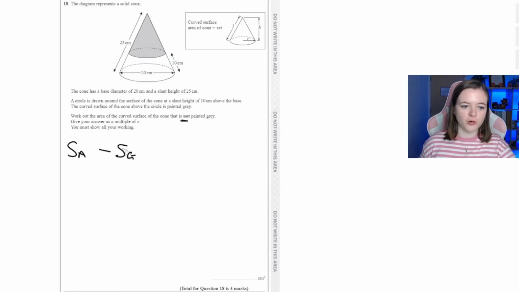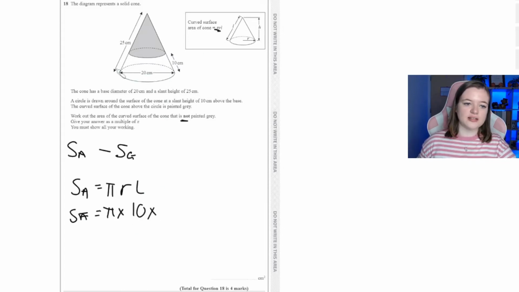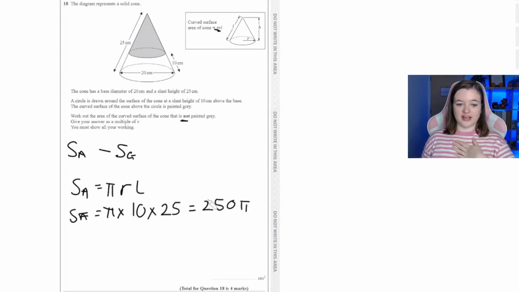Okay, so first, find the surface area of all of it, which is this equation here, how handy of them, pi r L. So what I'm going to do here is we know pi, that's just pi, easy peasy, times the radius, that's going to be half of this diameter, which is 10, times L, which is the slant height, which in this case is 25. So that is going to be 250 pi. We're left in terms of pi, so I'm going to leave it in terms of pi. No point multiplying it in, just to get rid of it later.